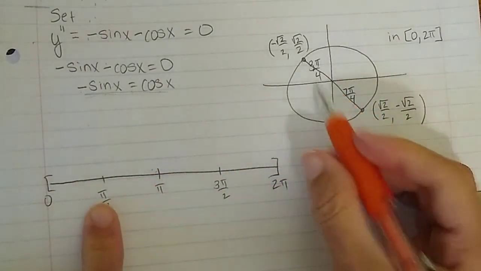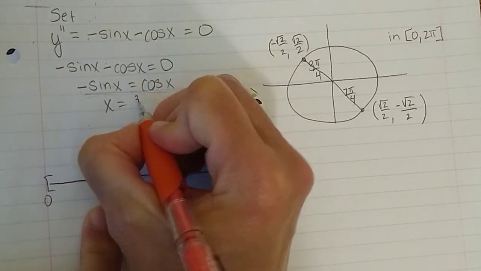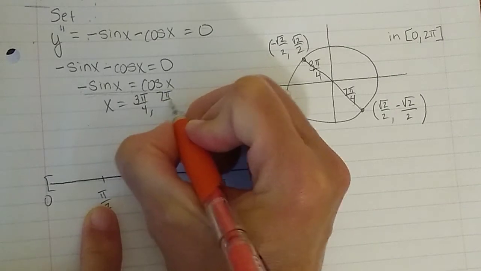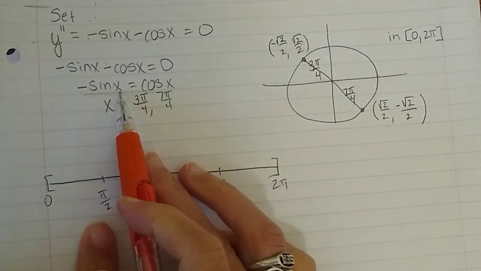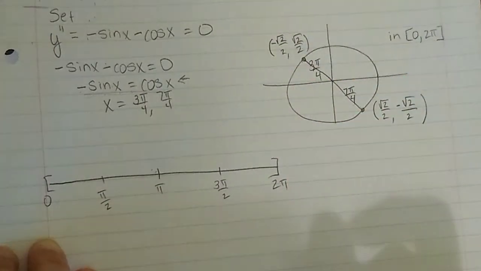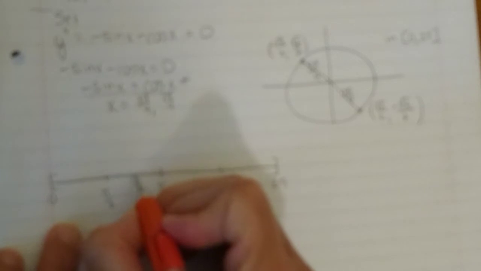I'm interested in these two places, 3 pi over 4 and 7 pi over 4. Those are the places where that second derivative is equal to 0. That is where this equivalent equation is true. 3 pi over 4 is a little bit bigger than pi over 2. It's right between these two guys.